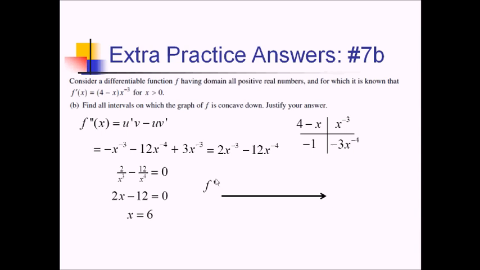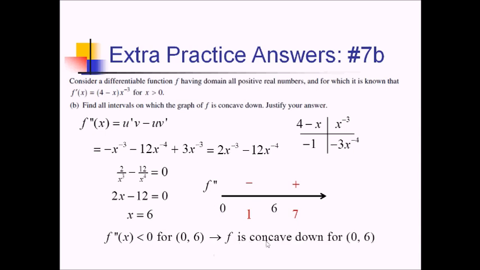So this is an f double prime line now. We're starting at 0, and we have a critical value at 6. Plugging in something between 0 and 6, like 1 is kind of my go-to here. 2 times 1 minus 12 is negative. If I plug in something bigger than 6, like 7, 2 times 7 minus 12 is going to come out positive. Now, I wanted to figure out where my graph was concave down. That means I'm looking for places where the second derivative is negative. So for my justification, I can say that f double prime is less than 0, negative, on the interval from 0 to 6. Therefore, f is concave down on 0 to 6.